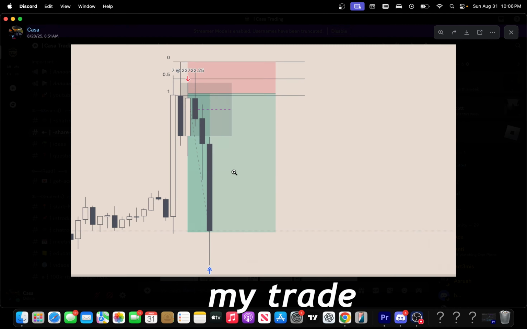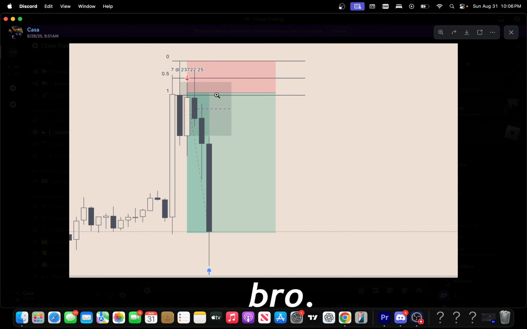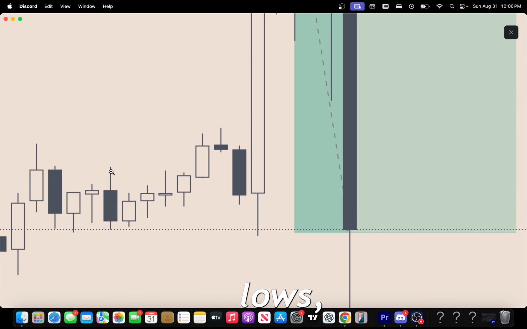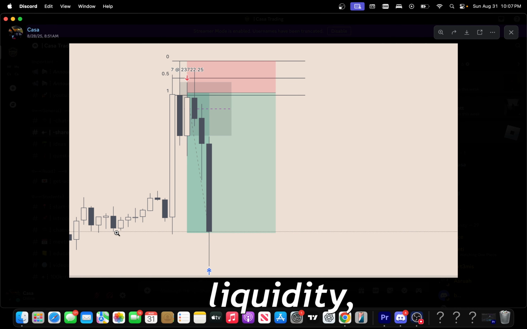And here's my trade. Per request, somebody said, can you explain this a little more? Of course, bro. So higher time frame, we had what? Higher time frame, we had a PD array that we tapped into. You go down to the correlated time frame, super duper simple. What does this look like right here? All of these smooth lows. What? Sell side liquidity, right?